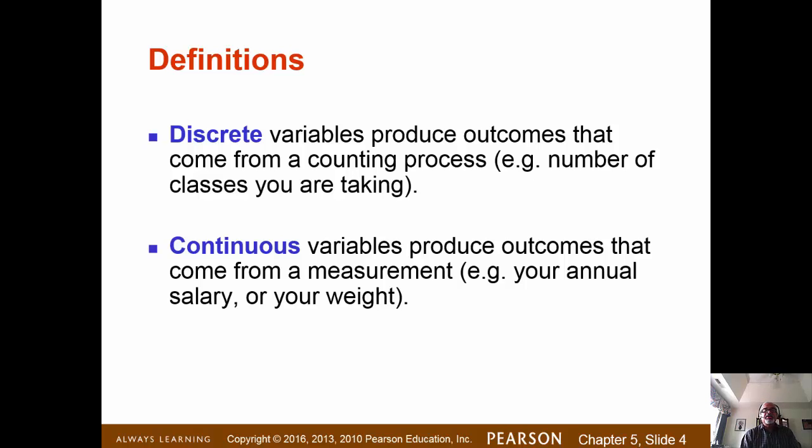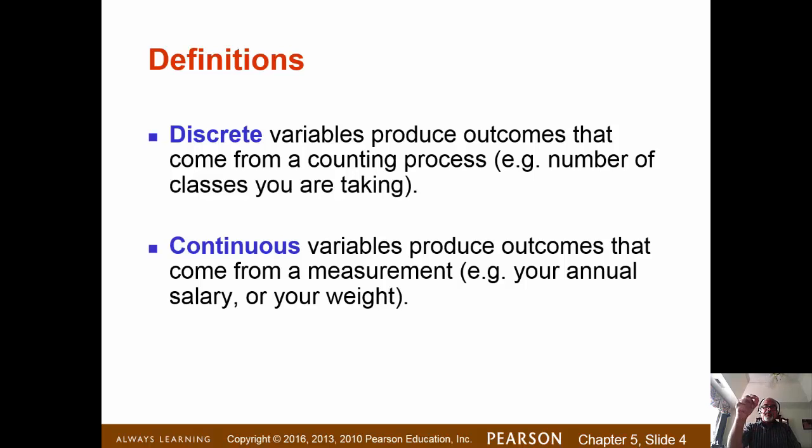Okay, first let's define what discrete and continuous means, and we have already seen this once before. Discrete is something that you count, and continuous is something that you measure. So count will be how many classes are you taking, or how many pairs of shoes you have, how many customers call within a period of say 15 minutes. These are things that you count.